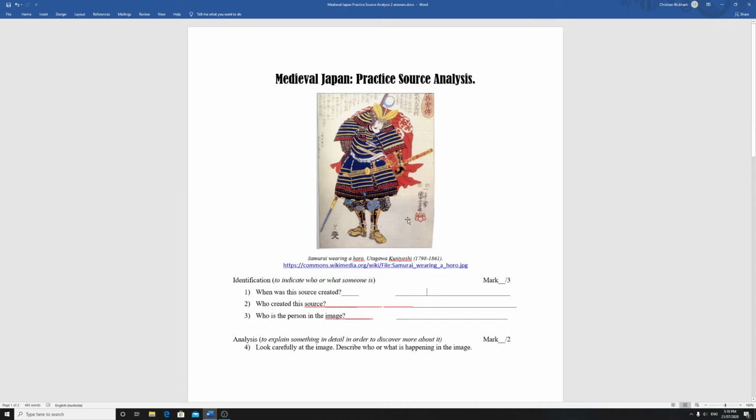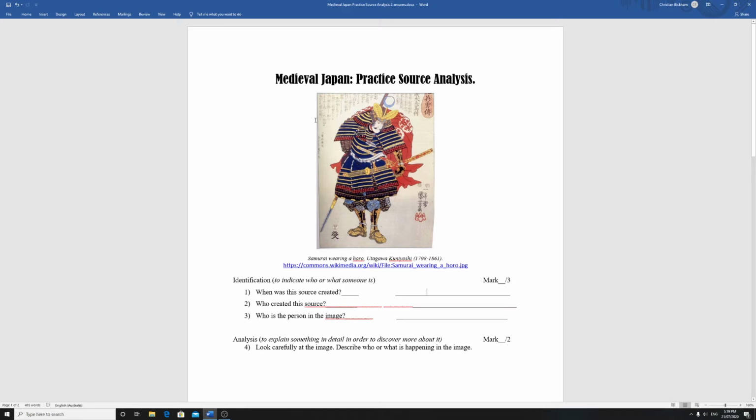The creator, the artist who did this painting, is Otogawa Kuniyoshi, and he lived between 1798 and 1861, and I found this painting, this wood block print, from the internet, from Wikimedia Commons, and that's the URL there. So when we analyse a source, the thing we have to look at first is the most significant feature or features of the source, and they're the things that we need to focus upon in our answers.